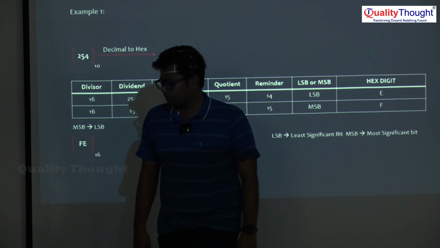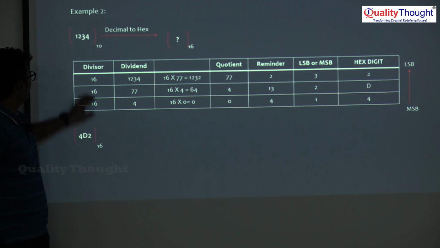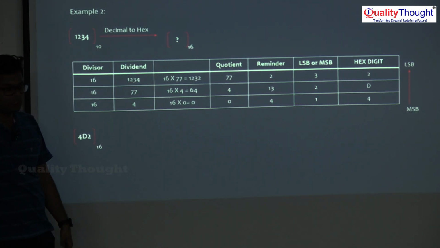This is what it is. Let's look into another example to understand this better. So you have 1, 2, 3, 4. Now I need to convert it into hexa. So now what should I need to do?